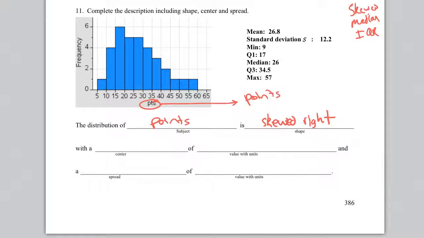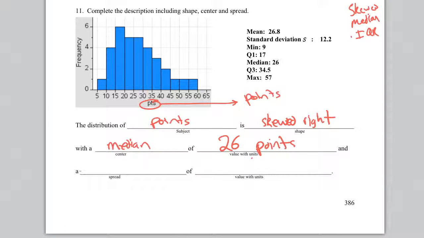So with a center, the center that we're going to use is the median. I'm going to go off to the right here, it shows me all the information. The median is 26 points. And notice it says value with units, so we have to say points. And a spread, the spread that we're going to use is the IQR.